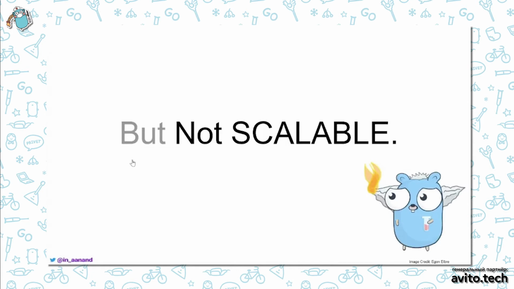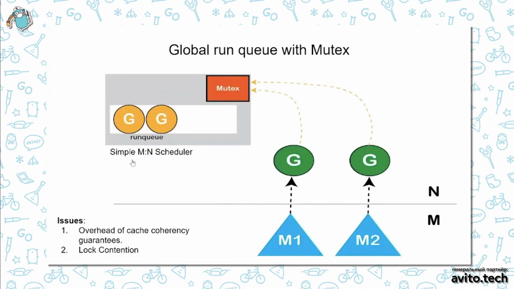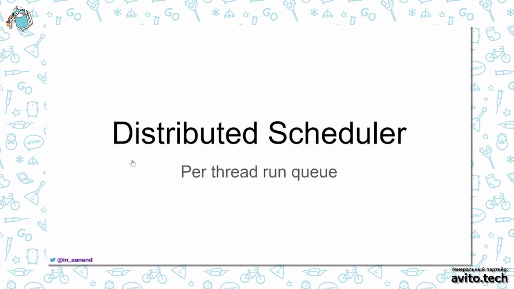But is it scalable? Not really. Do you remember we have a global run queue with mutexes? The problem is that we will end up with issues like the overhead of cache coherency guarantees and fierce lock contention while creating, destroying, and scheduling coroutines (G). One solution we can think of immediately is a distributed scheduler. In this, we have a per-thread run queue.